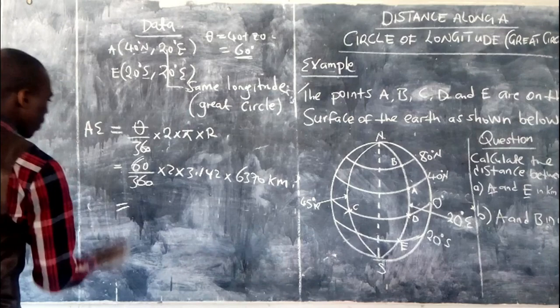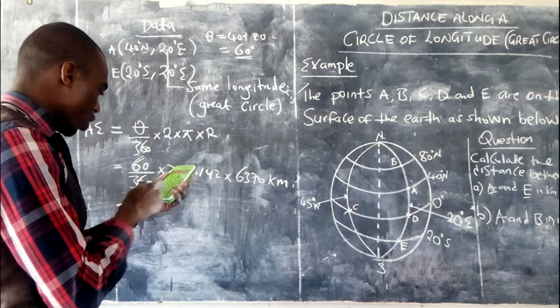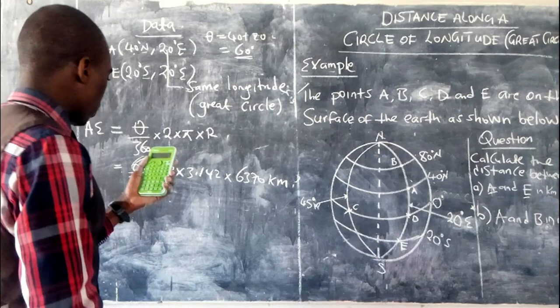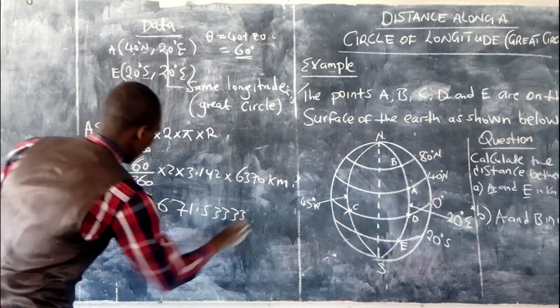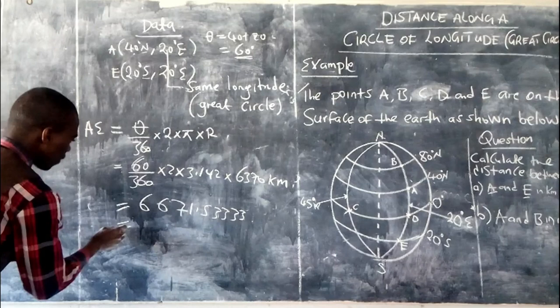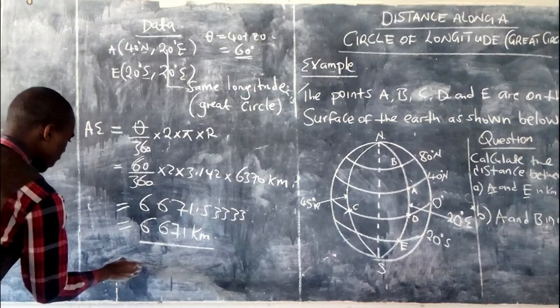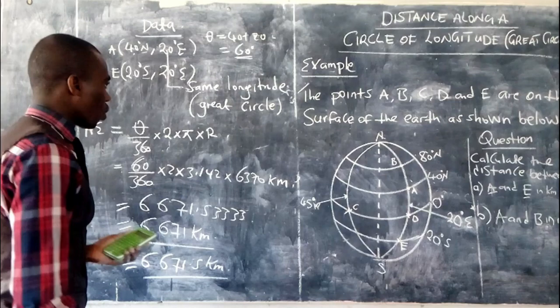We can punch on the calculator and see what value we are going to get. So we are saying 60 over 360 multiplied by 2 multiplied by 3.142 multiplied by 6370. And this one is giving us, so first of all, you have to write the full value, 6671.53333. Then you can write this one to either one decimal place or to four significant figures. If you are writing it to four significant figures, 1, 2, 3, 4, then it is going to be 6671 kilometers. Or if you are writing it to one decimal place, it's also allowed, it will be 6671.5 kilometers. Alright, so that is how you solve question A.